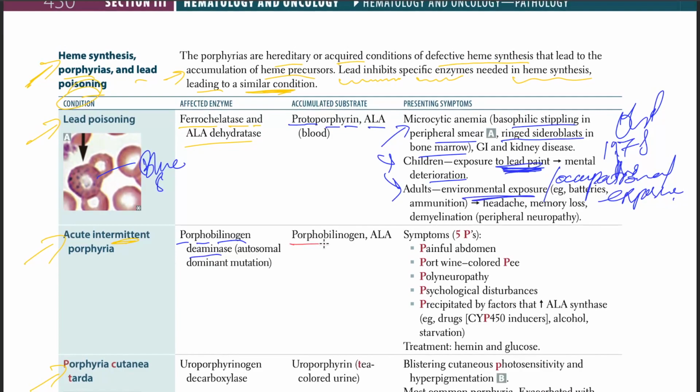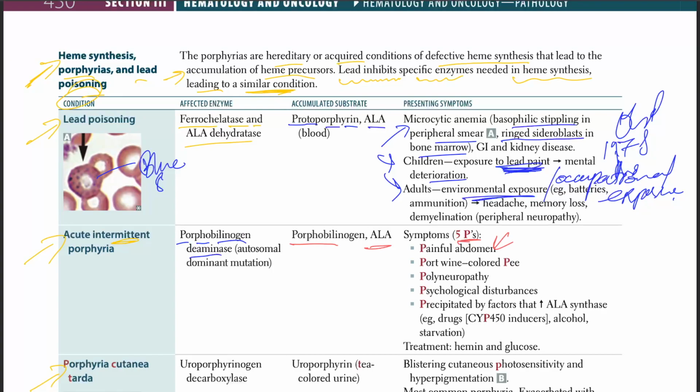So you have porphobilinogen and ALA accumulation. The 5 Ps are the symptoms. You will have painful abdomen, port wine colored pee, very important, port wine colored pee, polyneuropathy, psychological disturbances, and it is precipitated by factors that increase ALA synthase, for example CYP450 inducers, alcohol, starvation.